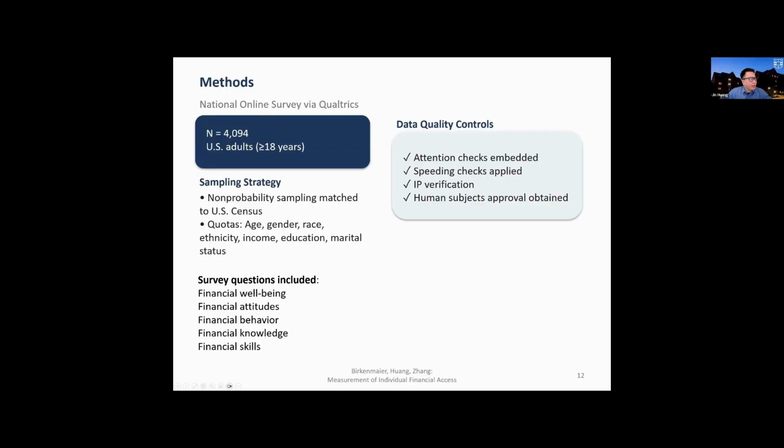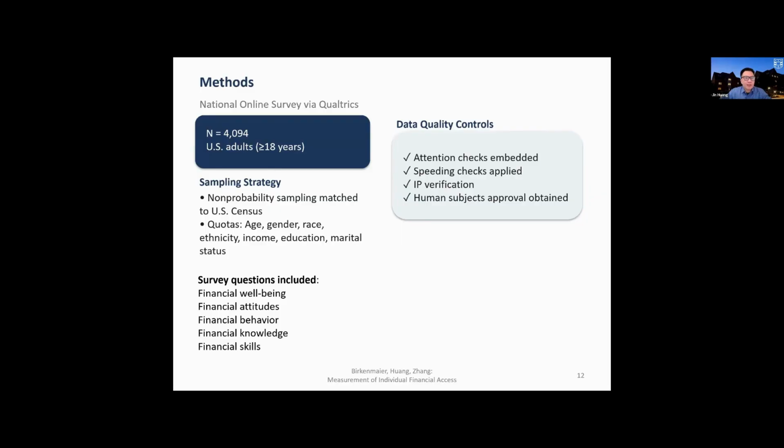To validate the scale, we fielded a national survey of 4,094 US adults through Qualtrics. And our sampling strategy was intentional, matching US Census quotas to ensure that the data is similar to the American public. On the next slide, you will see the diversity of our sample respondents. And to make sure of the data quality, we embedded multiple data quality controls in the survey data collection process.